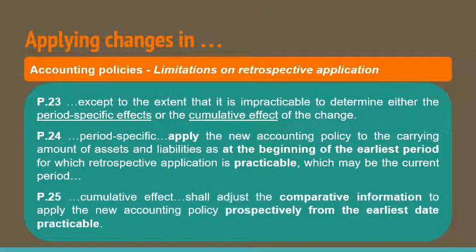Similarly, for cumulative effect, paragraph 25 states that if it is impracticable, the new accounting policy can be applied prospectively from the earliest date practicable. That means we do not need to look backwards, thus prospective application of the new accounting policy.